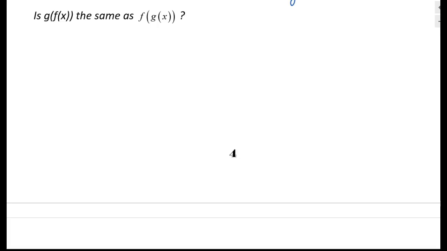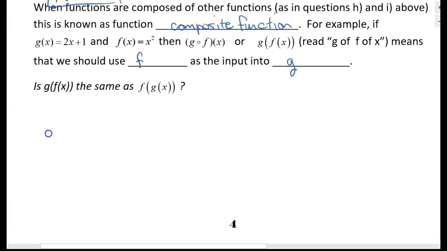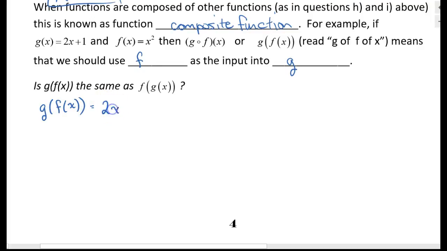So is g of f of x the same as f of g of x? Absolutely not. If you plug in values differently, they're going to come out with different results. If we actually demonstrate this with the example here, g of f of x would look like this. It would be 2x squared plus 1.